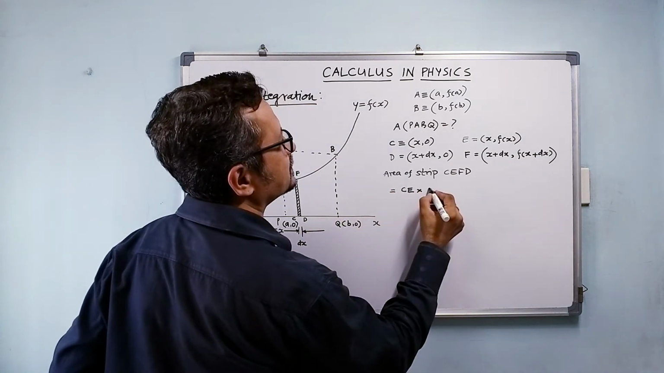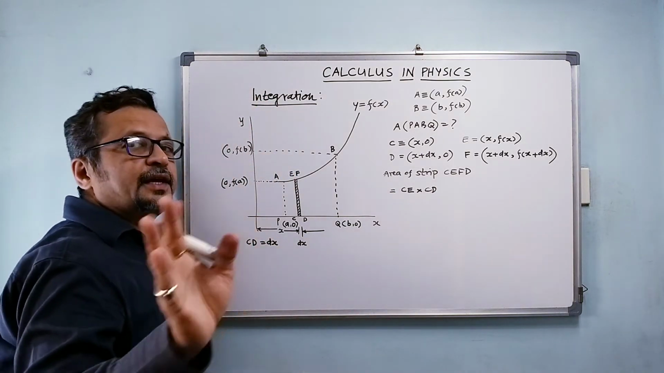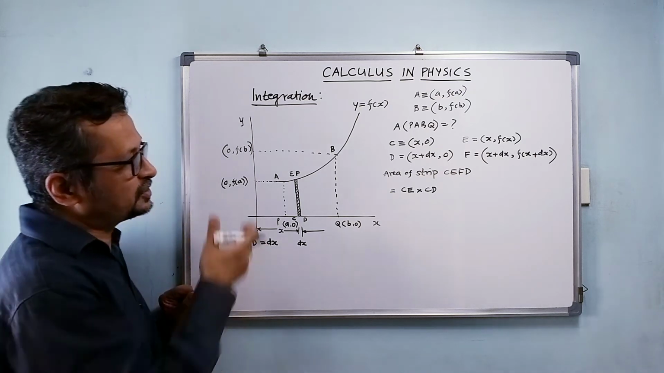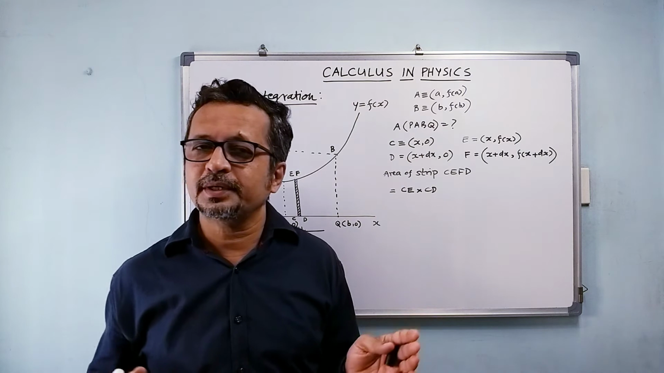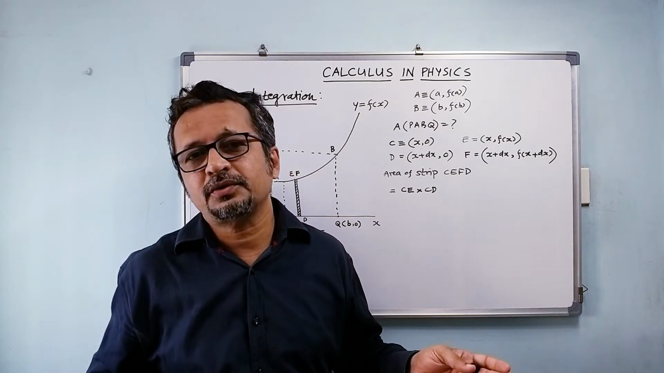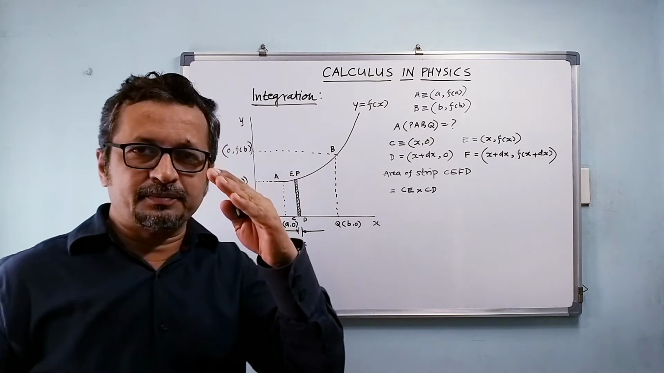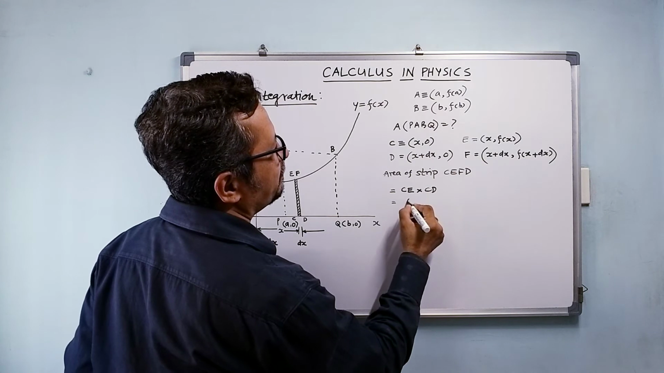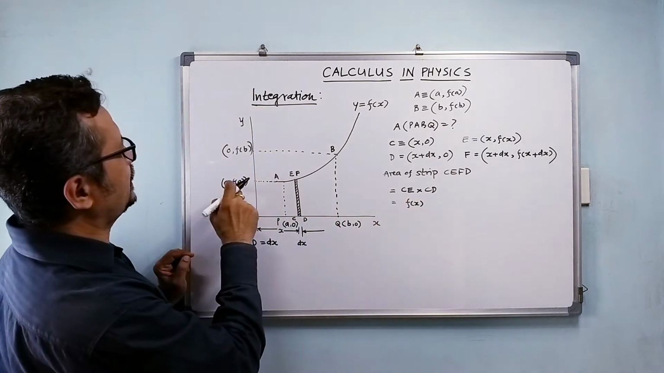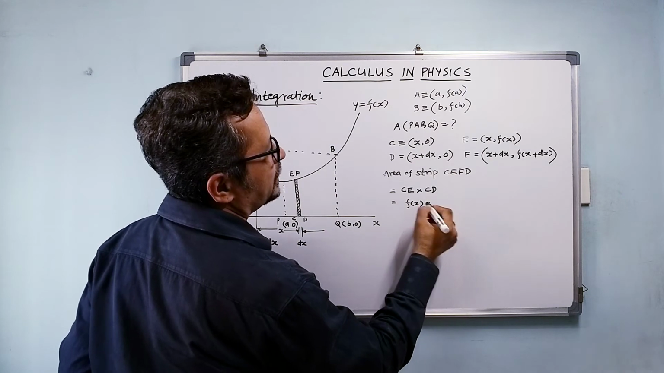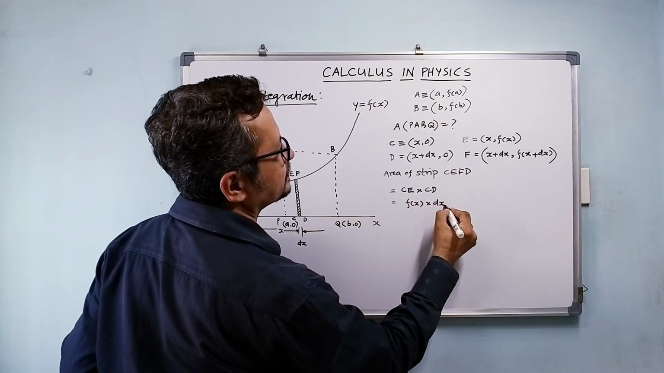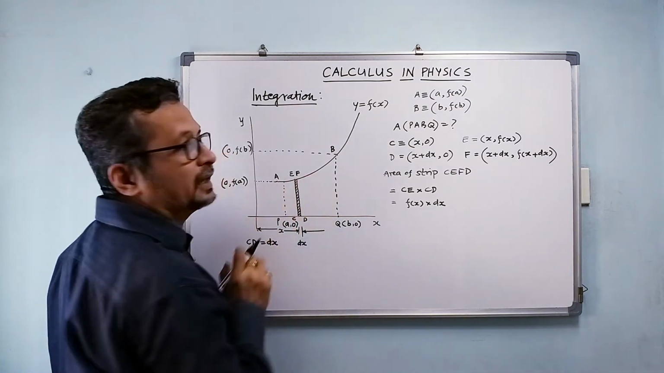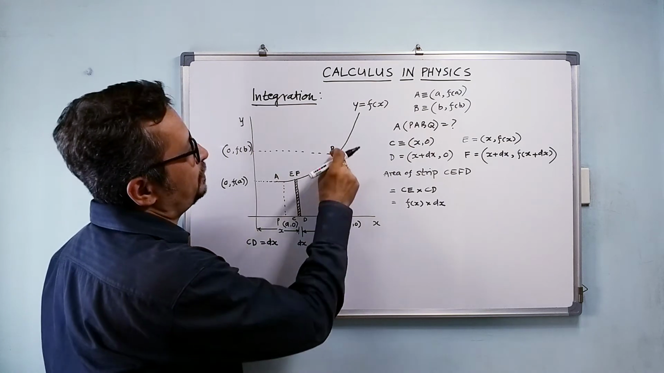into CD. I am going to treat it as a rectangular strip now, because my dx is very small, correct? So a small portion of the curve, I can approximate it to a rectangle, I mean a straight portion there. So CE into CD, and then what is CE? CE, is it not fx? CE is fx into CD is dx, right?